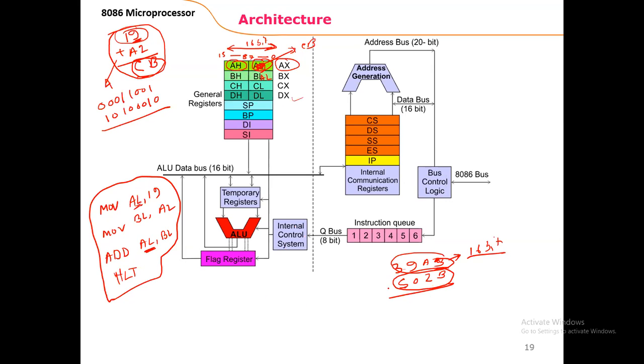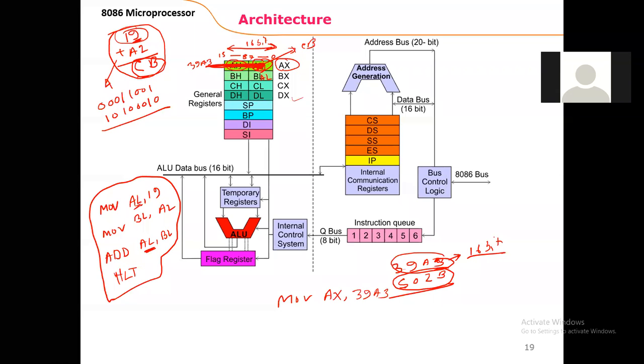So now our program: suppose this data transfer, MOV AX, 39A3. So this 39A3 data is transferred to our AX register. It fills the full register, and this position holds your data 39A3, because we are using AX.